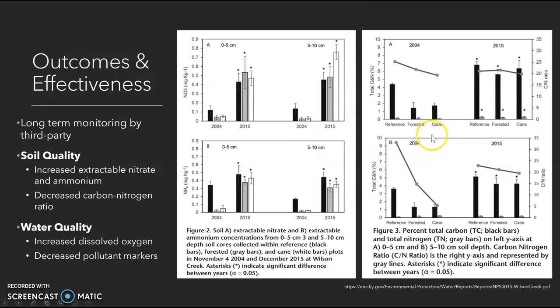Similarly, the soil carbon-nitrogen ratio, as shown on this diagram, decreased over time, indicating a return to the preferred range. This is a key marker of soil health and shows long-term development of a healthy system. Relatedly, their monitoring also found improvements in key water quality parameters and an increase in dissolved oxygen, which is very good news for the aquatic plants and animals.